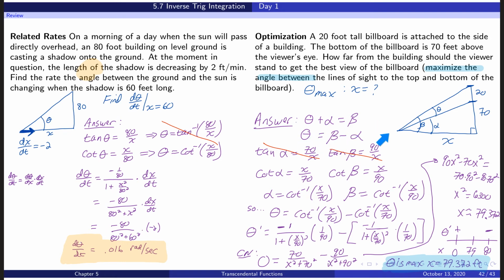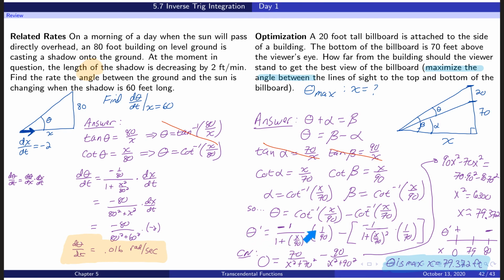And again, both beta and alpha are part of right triangles, so now we can use our right triangle statements. Again, I could use tangent. The tangent of alpha is opposite over adjacent, 70 over x, but that's not so good for taking derivatives, so I'm going to use cotangent. Cotangent of alpha is the reciprocal, x over 70. Cotangent of beta is x over 90. Solving for alpha and beta, alpha is the inverse cotangent of x over 70, beta is the inverse cotangent of x over 90. So theta, which was beta minus alpha, is this inverse cotangent minus that inverse cotangent.